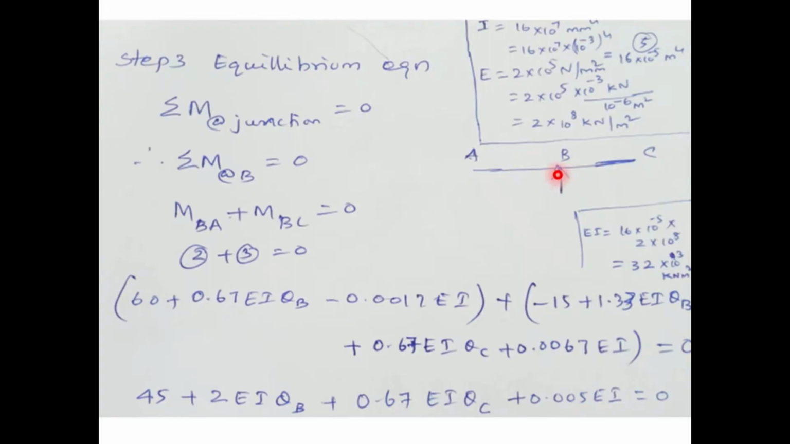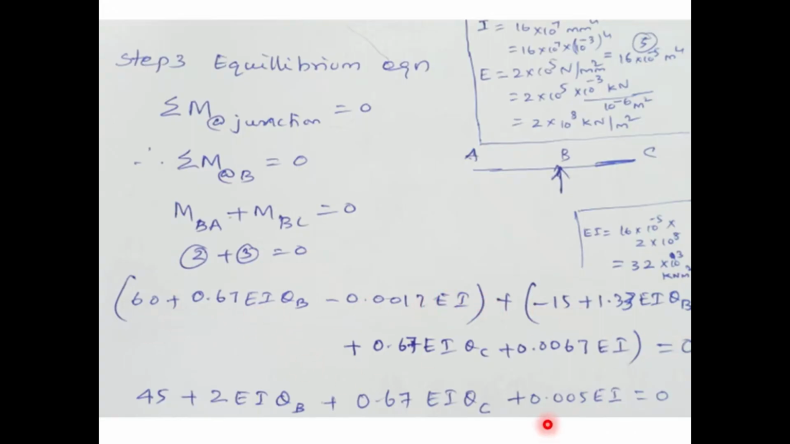So the summation of moment at junction B is equal to zero. Junction B is connected with the BA member and the BC member. Therefore, MBA plus MBC is equal to 0. You have one equation, MBA, that is the second equation. Similarly, the MBC equation is the third. So you have to add equations 2 and 3, that is equal to 0.